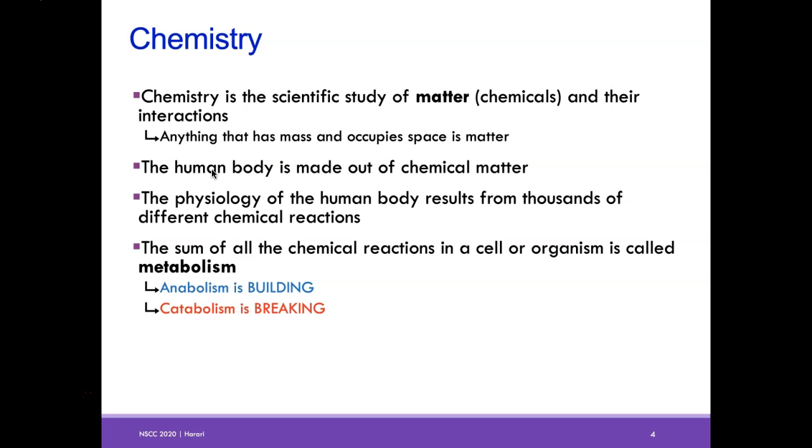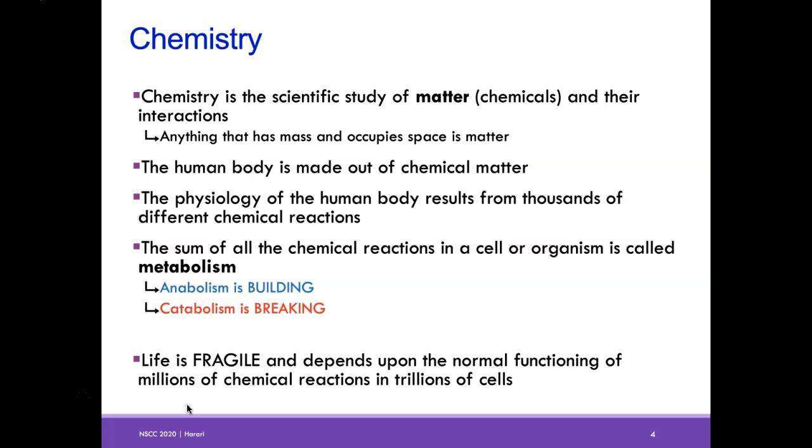Catabolism is breaking things down. During digestion, we have to break down the things that we eat. That's catabolic. So the sum of anabolism and catabolism equals metabolism. If you have a very fast metabolism, does that mean you do more catabolism or anabolism? A fast metabolism means you break down things more than you build things. So again, it's a balance between anabolism and catabolism.